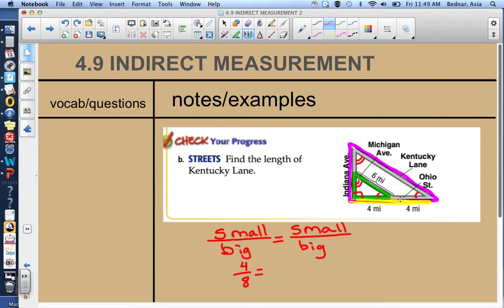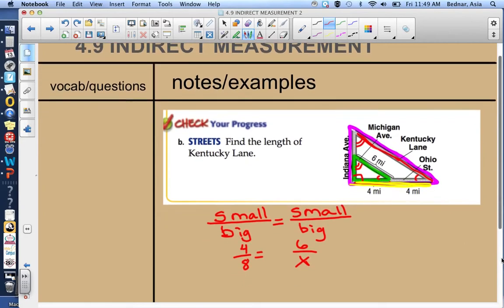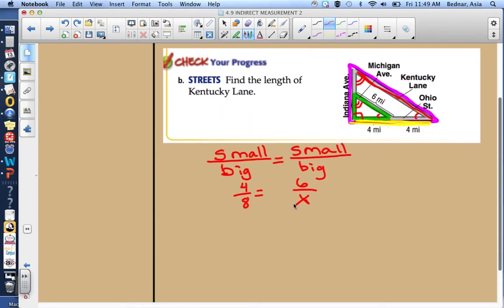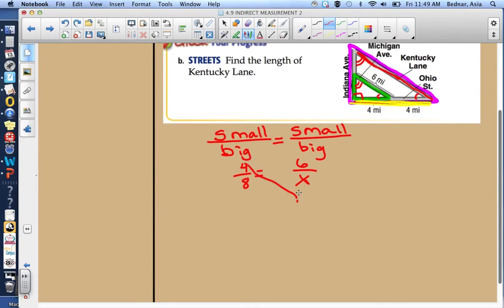Then I know the hypotenuse side here, or this long side, is a 6 on the small. And I want to know what is it on the pink, or Kentucky Lane. Notice it says Kentucky Lane is this road right here, which would be this long one. So how long is that? We don't know. Again, I want to take the time and use my cross multiplying. I'm going to take 4 times x is 4x. 6 times 8 is 48.